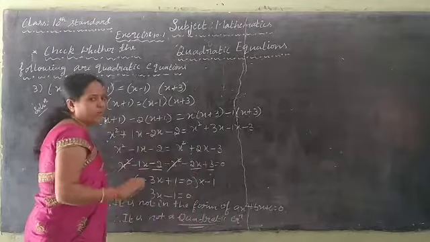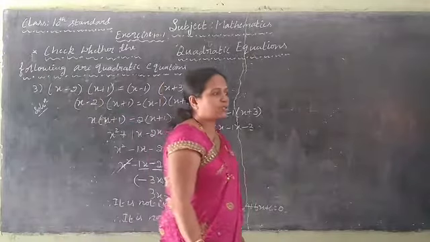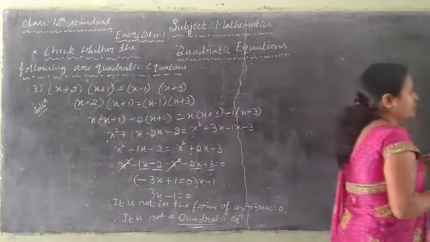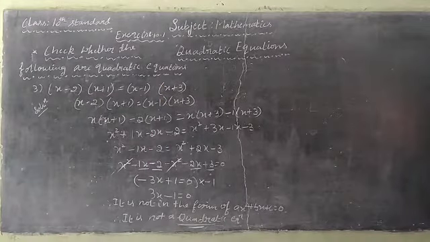Therefore, it is not a quadratic equation because, children, it is not in the form of ax square plus bx plus c is equal to 0. Therefore, it is not a quadratic equation. Understood? Okay. Now, see. So first, what we have to do?